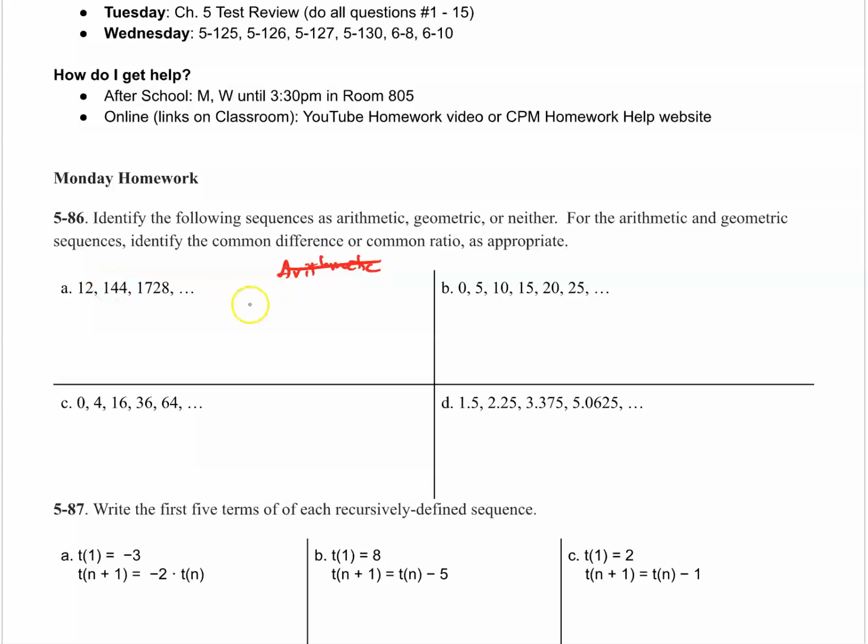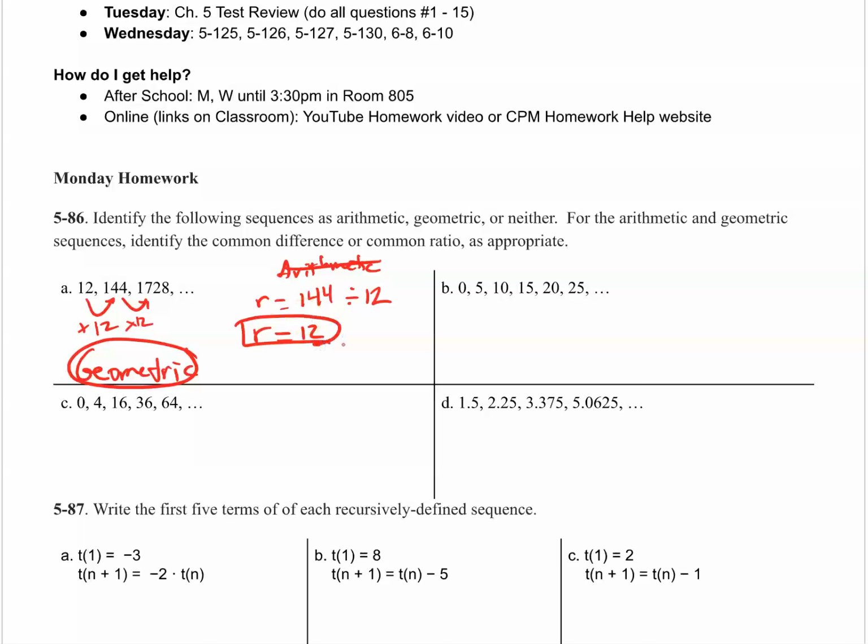The way that you do that, the trick is you take the second number, 144, and you divide it by the first number, which is 12. 144 divided by 12 is 12. Okay, so let's test that out as a common ratio. 12 times 12, yeah, that's 144. And then, checking this in your calculator, what's 144 times 12? Turns out, it's 1728. So this works, confirmed, this is geometric, and the common ratio is 12.